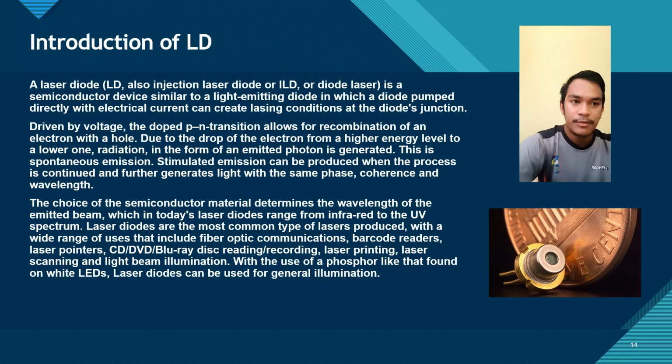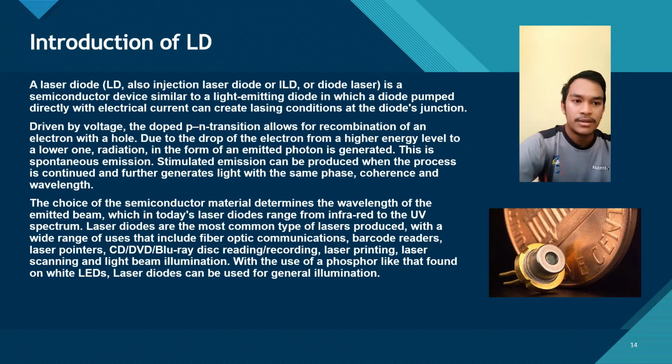Stimulated emission can be produced when the process is continued and further generates light with the same phase, coherence, and wavelength. The choice of the semiconductor material determines the wavelength of the emitted beam, which in today's laser diodes ranges from infrared to the UV spectrum.